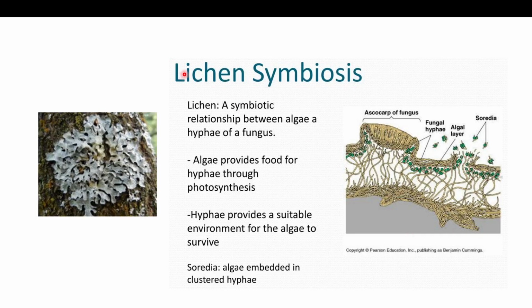Then if we talk about lichen symbiosis, it is a symbiotic relationship between algae and hyphae of a fungus. These are actually fungal hyphae here. And algae provides food for hyphae through photosynthesis. Algae is actually synthesizing the food, this one here, the green one, and hyphae provides a suitable environment for the algae to survive. And sometimes these can get released or detached, which are then called soredia, which are actually algae embedded in the clustered hyphae, these parts.